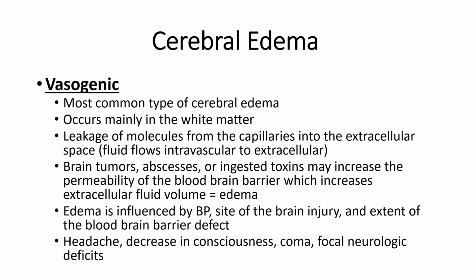So there are 3 different types of cerebral edema, which we're going to go over quickly. The first one we're going to talk about is vasogenic cerebral edema. Okay, this is the most common type of cerebral edema. This edema occurs mainly in the white matter of the brain, and this is from leakage of molecules from capillaries into the extracellular space.